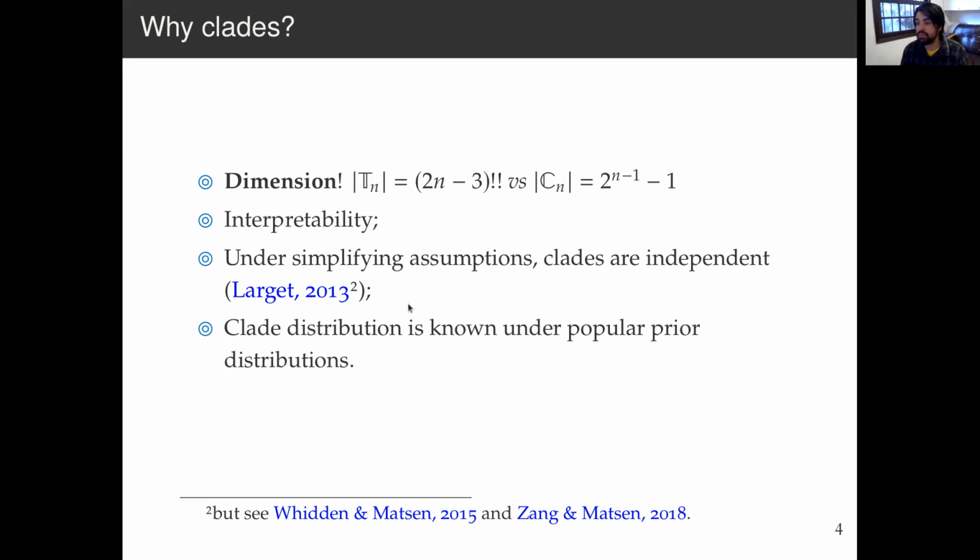Under some simplifying assumptions, these clades are going to be nearly independent. Technically, they're never independent. Their correlation is either negative or positive, but never zero. That's because they are partitions, right? So they are tied in that particular sense. But under some simplifying assumptions, you can make them virtually independent. And also, the frequency of the clades is known in closed form for certain priors. So there are certain manipulations we can do with clades that we couldn't potentially do with other lower dimensional projections.